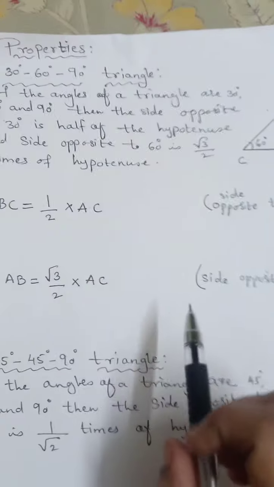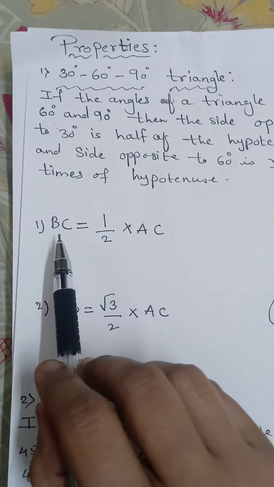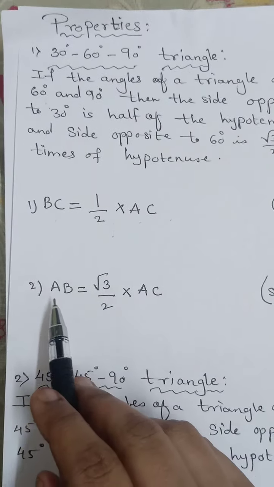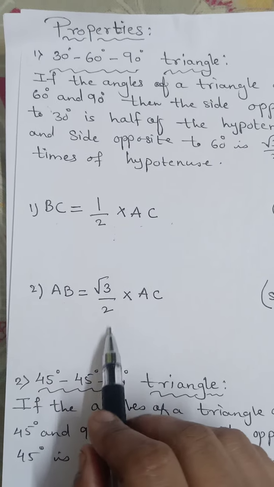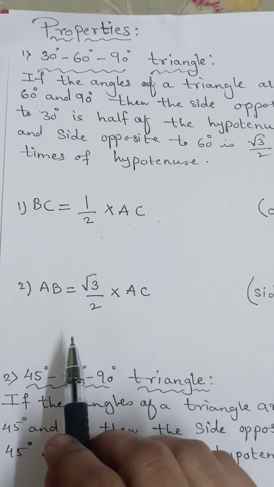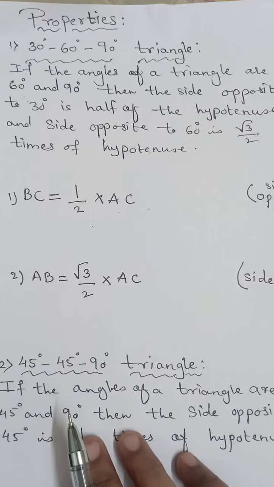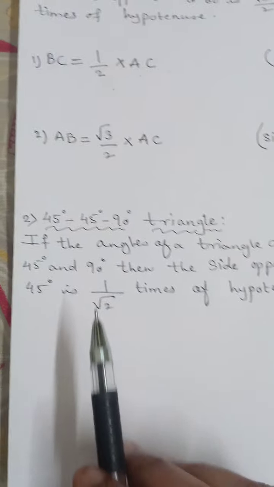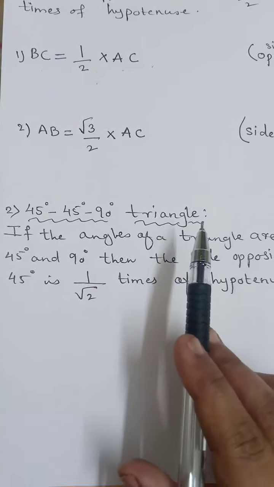So you have to remember this property, that the side opposite to 30 degree is half of the hypotenuse, and the side opposite to 60 degree is root 3 upon 2 times the hypotenuse. In some of the questions we will use this property. Now we'll go for the next property, that is 45, 45, 90 triangle.